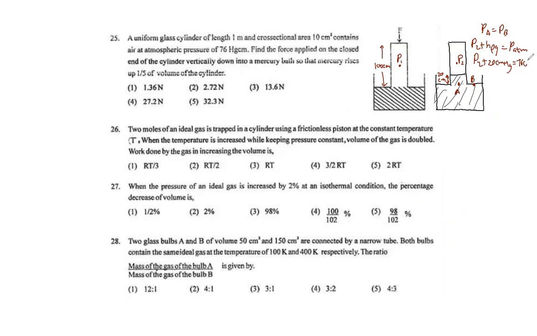Okay, that we'll see. So this is 76 centimeter mercury. So I'm getting P2 plus H rho G, which is 20 centimeter mercury, equal to 76 centimeter mercury. So the new pressure is 56 centimeter mercury. Correct? 56 centimeter mercury.